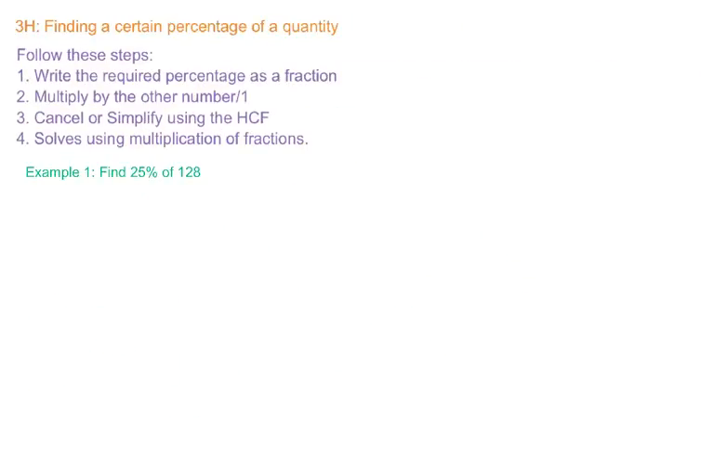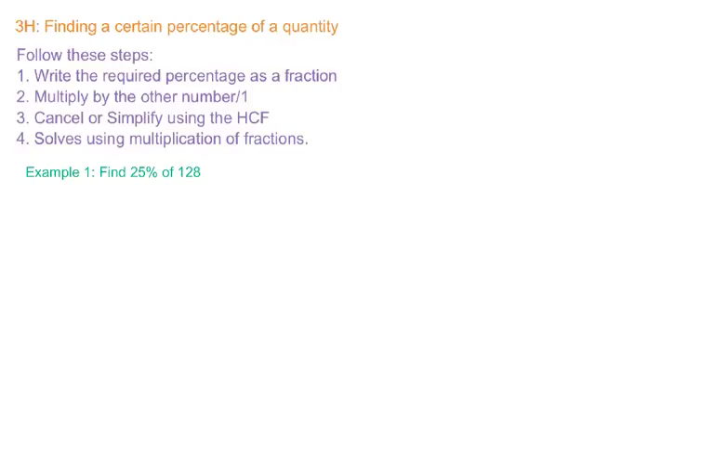So in chapter 3H, we also had to find a certain percentage of a set quantity. So I've got the purple steps up again, which we're going to follow to try and work out what the answer to example 1, find 25% of 128, is going to be. So again, if you want to have a go first by yourself, press pause now. Otherwise, continue watching and you'll see how I go through the example.